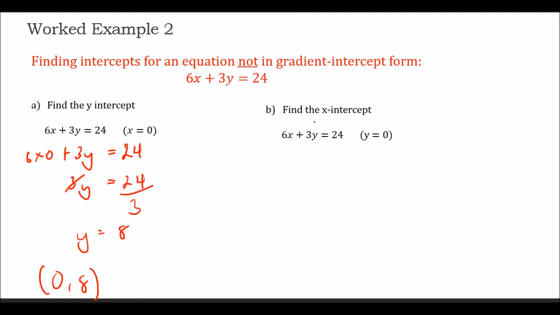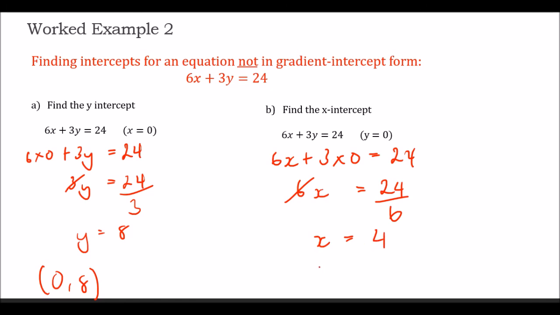Next one, same thing. I'm going to find the x-intercept. To find the x-intercept, change y to 0. So it's 6x plus 3 times 0 equals 24. 3 times 0 is 0, so you can leave it. 6x equals 24. Got to isolate x. It's times 6, so it becomes divided by 6. Therefore, x equals 24 divided by 6, which is 4. So your x-intercept coordinate is 4, 0, because y equals 0.